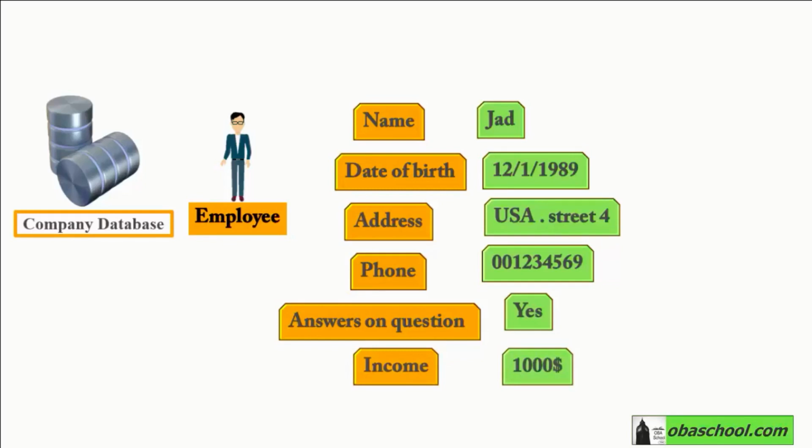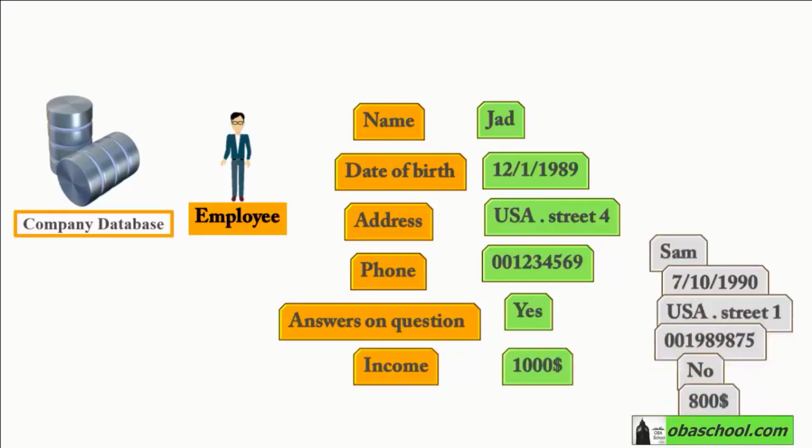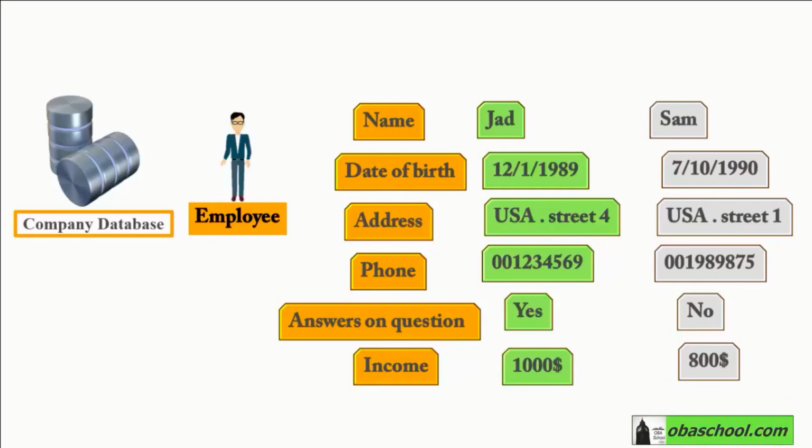Let's take another example. Here we have an employee named Sam. Born on 7/10/1990, living in the USA, Street 1. This is his phone number. And here's the answer of the question the company asked him, which is no, and his income, which is $800.